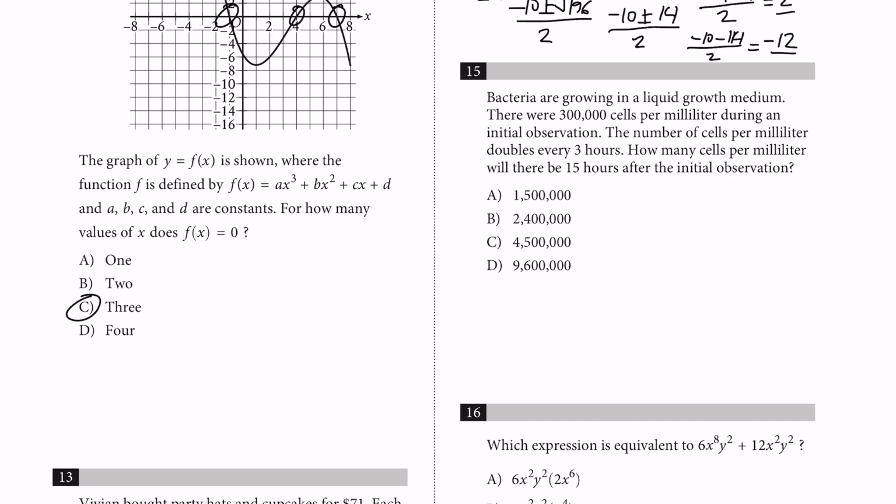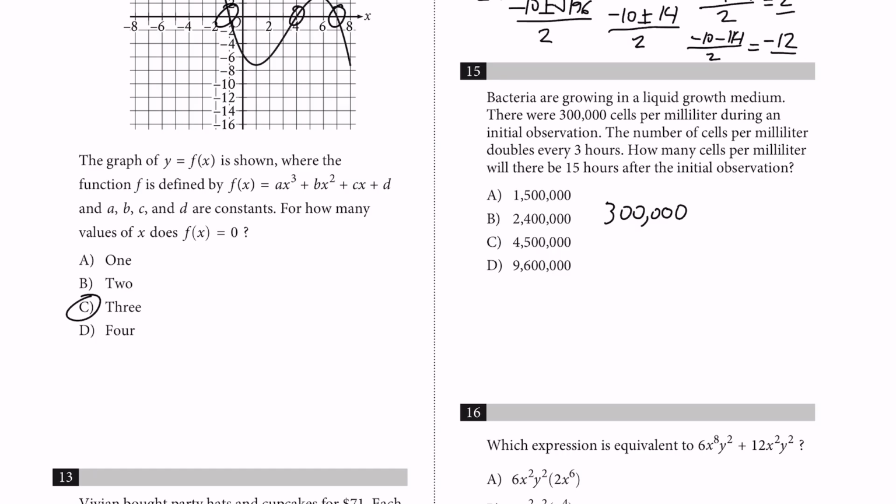Question 15. Bacteria are growing in a liquid growth medium. There were 300,000 cells per milliliter during an initial observation. The number of cells per milliliter doubles every 3 hours. How many cells will there be per milliliter after 15 hours? So we're going to write this out as an equation. We start with 300,000.